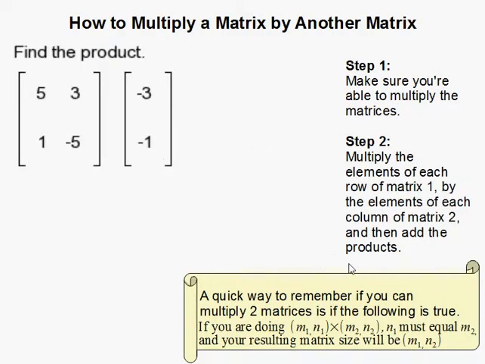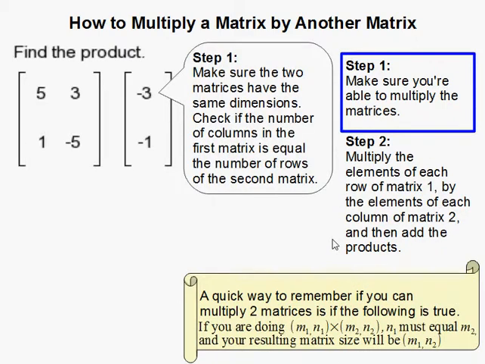How to multiply a matrix by another matrix. So the first thing you have to do is make sure that you're able to multiply the two matrices. You need to make sure that the number of columns in the first matrix is equal to the number of rows in the second.